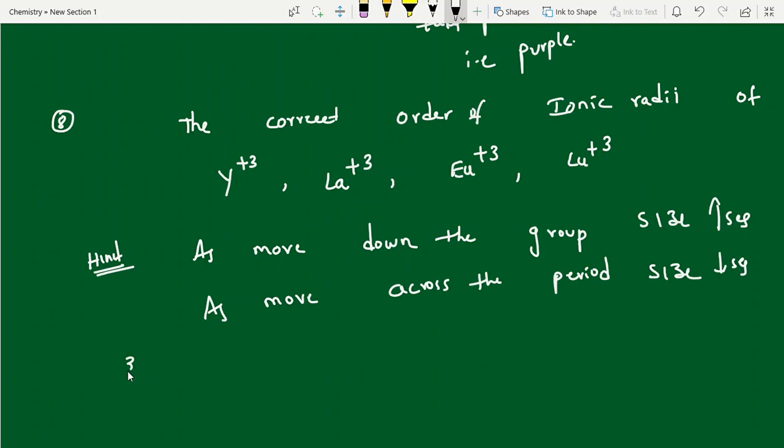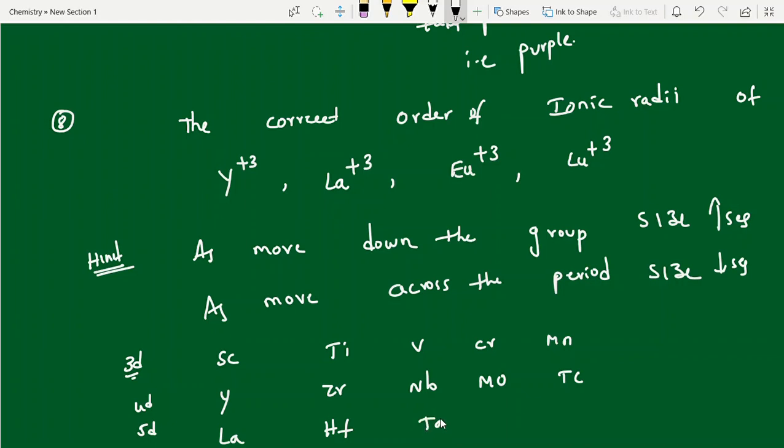So if you look into 3D series, scandium, titanium, vanadium, chromium, manganese. Only few elements I am taking. With few elements help we can write this question answer. Yttrium, zirconium, niobium, molybdenum, technetium. What about 5D series? It starts with lanthanum, hafnium, tantalum, tungsten, rhenium, like this, right? So now look into this. First of all, the given species position in the periodic table where it is, definitely you'll come to know the answer.